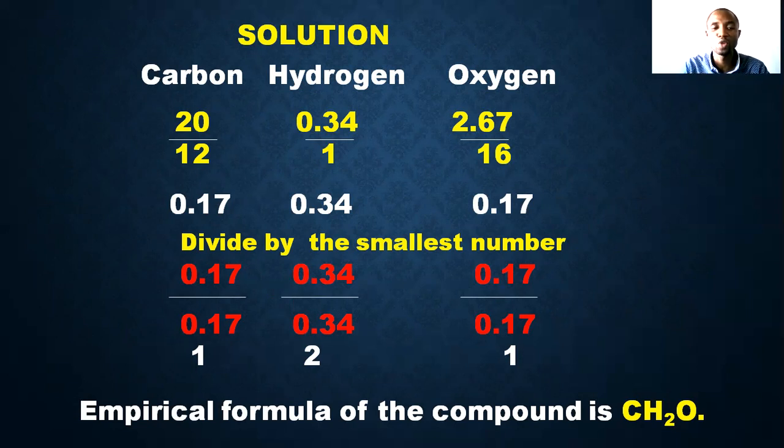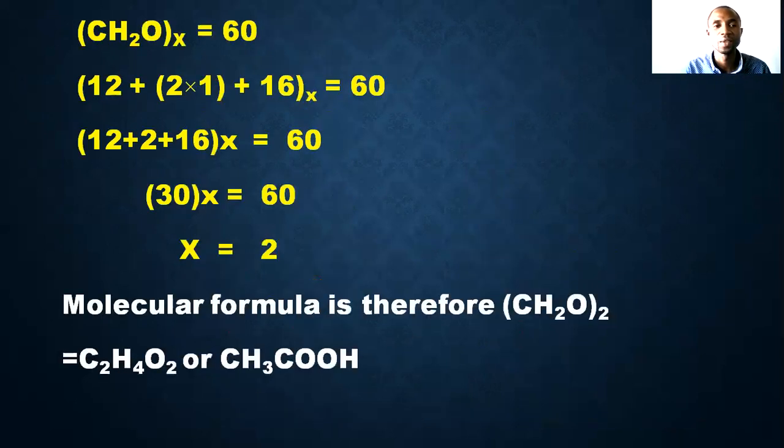So when you divide, you are going to have 1:2:1. That is the subscript. It's telling you that the empirical formula of the compound is carbon 1, hydrogen 2, and oxygen 1. That is the empirical formula. Had it been that you are told to just find the empirical formula, you would stop here. But since you are told to find the molecular formula, you have to go further by equating this empirical formula to 60. So you close the bracket and put S.